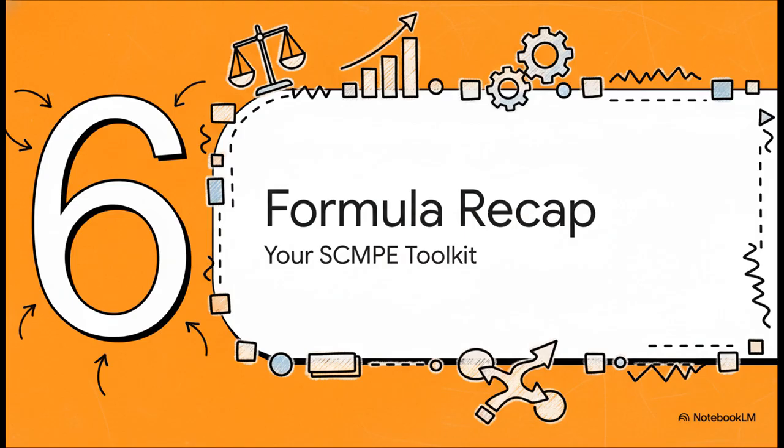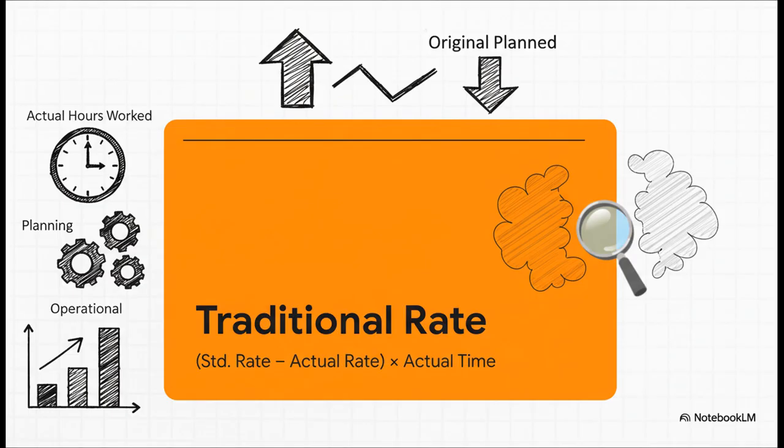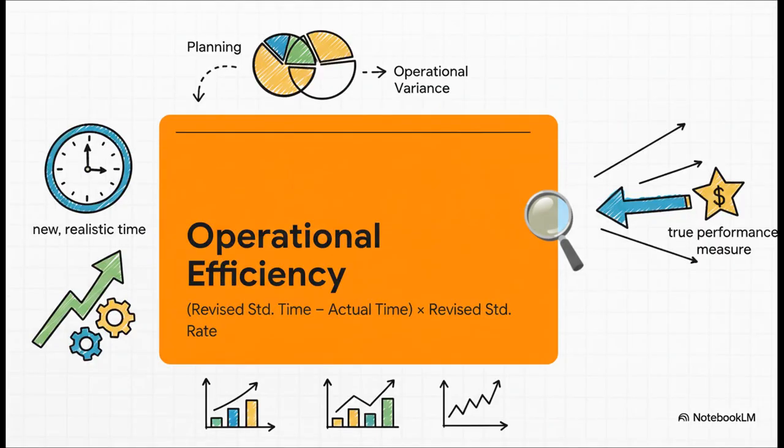This is your SCMPE toolkit for this topic. Let's lock these in. First up, the old school one, traditional efficiency. It just compares the original standard time to the actual time. Simple, but as we saw, often misleading. Then you've got the traditional rate variance. Again, all about comparing the standard rate to the actual rate you paid based on that initial plan. Now for the powerful ones, operational efficiency. Remember, this is the one that uses the revised standard. This is your true measure of how well the team performed with what they had.